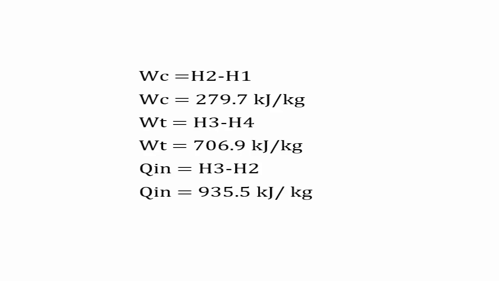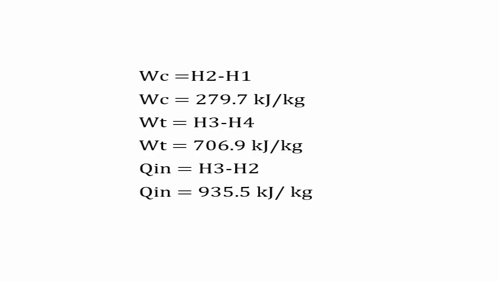Now we'll calculate the work done of turbine, which is enthalpy of stage 3 minus enthalpy of stage 4. This comes out as 706.9 kilojoules per kilogram. In the end, we will finally calculate the heat input, which is from combustion. It is enthalpy of stage 3 minus enthalpy of stage 2. This comes out as 935.5 kilojoules per kilogram.